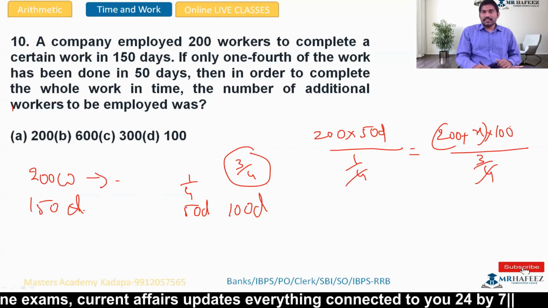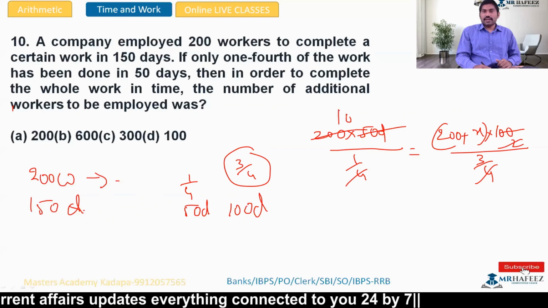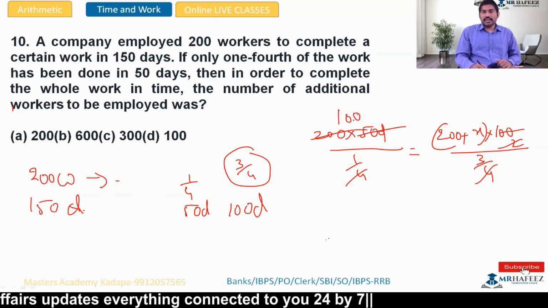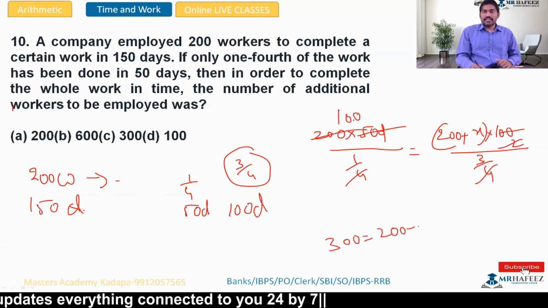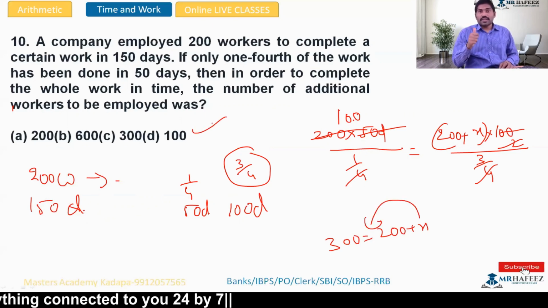4 gets cancelled. 50 ones, 5 2 times. 2 ones, 200 times. So 100 into 300. 300 equals 200 plus x. X value is 100. So the answer is over. By this, we can solve.